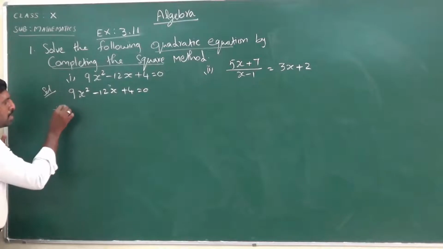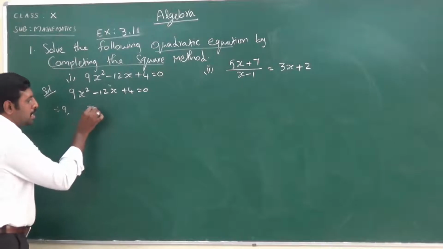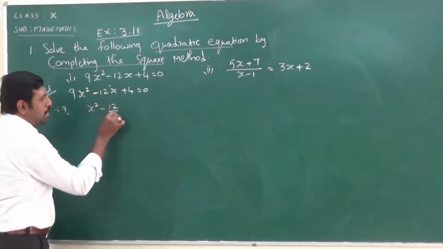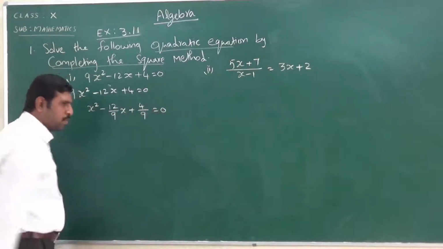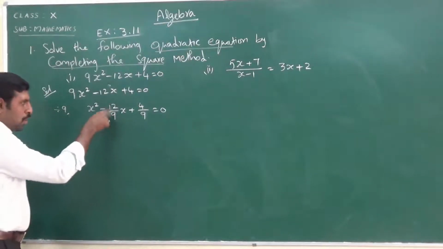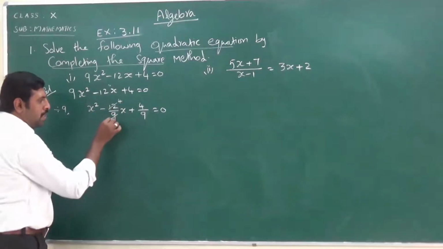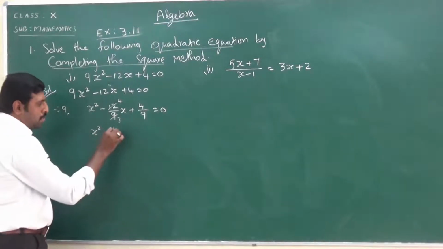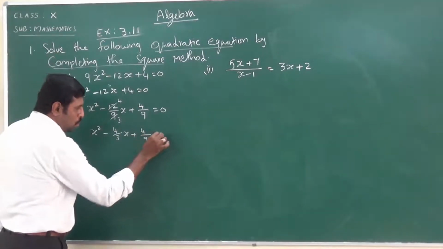So this equation is divided by 9. If I divide this equation by 9, we get x square, that is 9 divided by 9, is x square minus 12 divided by 9 x plus 4 divided by 9 is equal to 0. Right? Here 9 is cancelled. So it is possible to reduce to the lowest terms. See, divide by 3 we get 4, divide by 3 we get 3. Then x square minus 4 by 3 into x plus 4 by 9 is equal to 0.